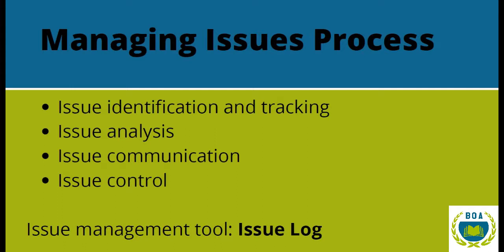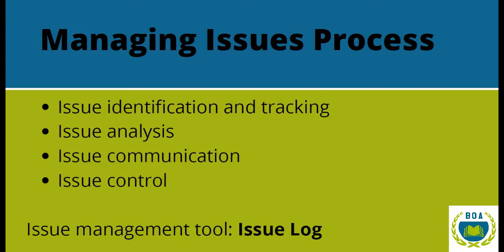Issue communication is the idea of making sure everyone who is affected by the issue is informed, and anyone who might be able to resolve the issue is informed. And then finally, issue control. This isn't the idea that you don't have issues because everything is in control. Rather, this means that you have a system so that issues can be addressed and resolved in an effective way.